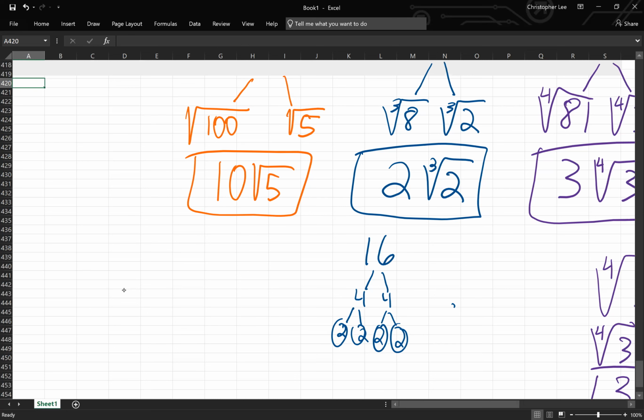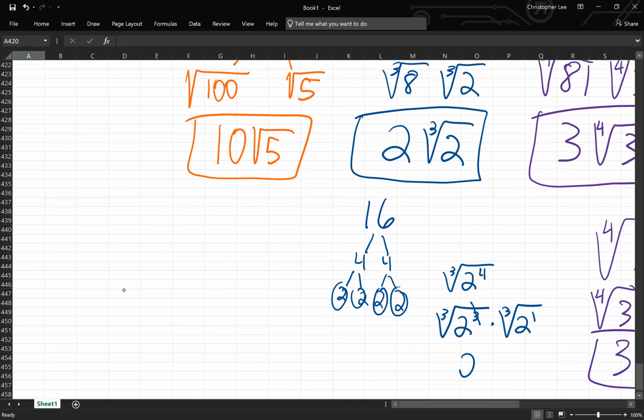So if I want to do the cube root of 2 to the 4 power, I need to break it apart so that one part is divisible by the index and one part isn't. So cube root 2 to the 3rd times cube root 2 to the 1. These will cancel out. And when these cancel out, this becomes what? 2 cube root of 2. That's the easier way to do it. Just count your way out of it. Otherwise, find the perfect index that goes into it, and then that's it.